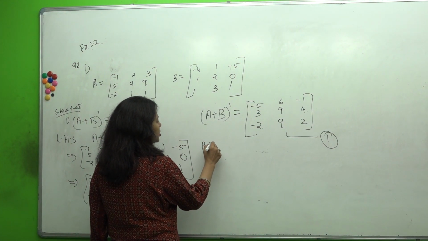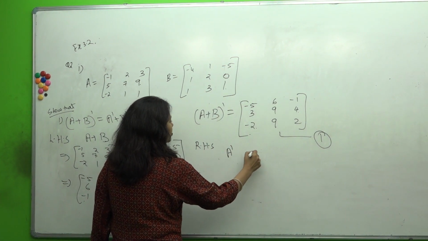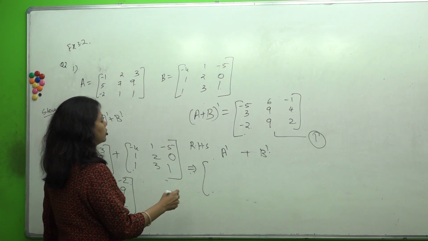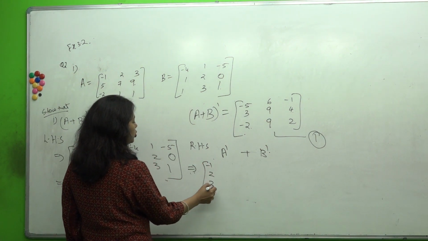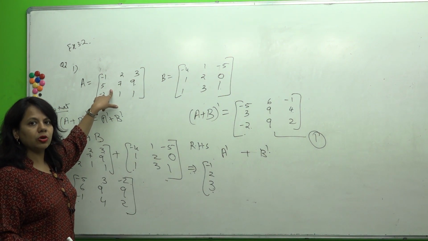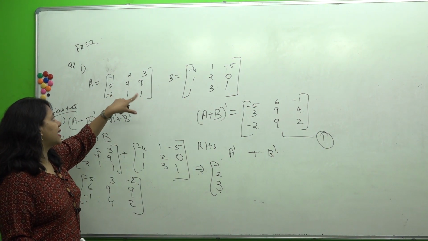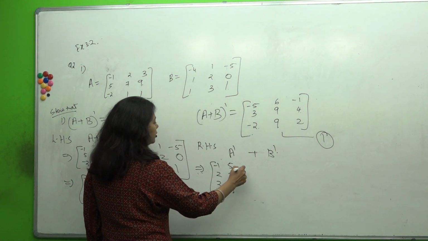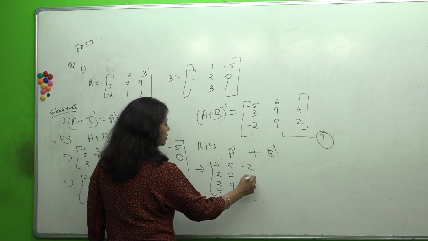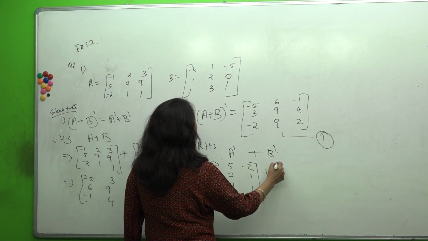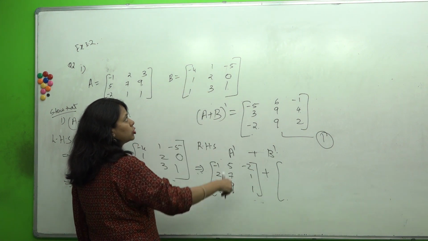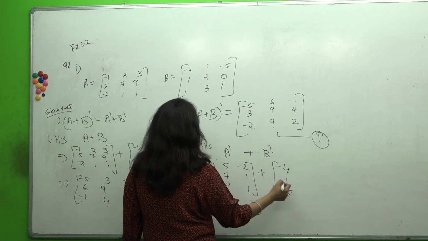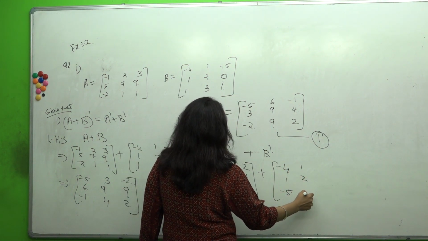Now my RHS, what am I supposed to do? A dash plus B dash. So the A matrix that I have, I would transpose it. So this would be minus 1, 2, 3. The first row would become the first column. Now I would transpose, the second row would become the second column. So 5, 7, 9. Third row would become the third column. So minus 2, 1, 1. Plus B dash. B dash again, the first row would become the first column. So minus 4, 1, minus 5, 1, 2 and 0.